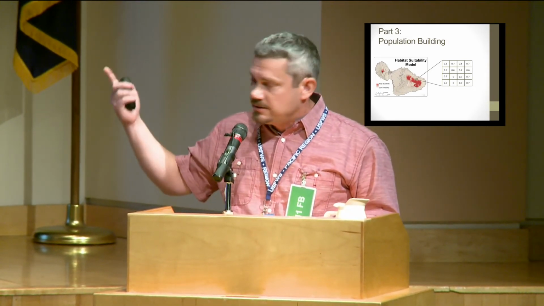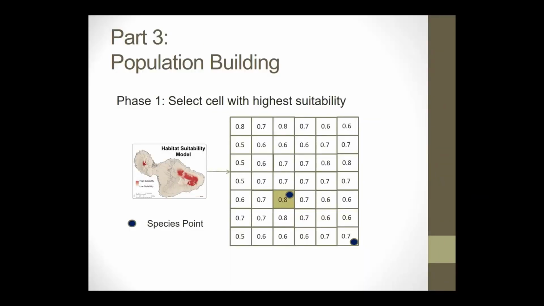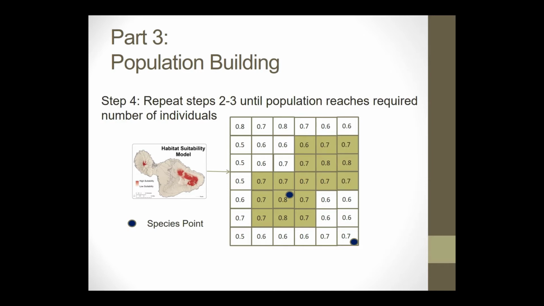So what it starts with is the olive cell there with the 0.8 and the dot in it. That's where the population starts. The computer picks that out and adds all the cells around it as part of the population. Then it looks at all the neighboring cells, looks for the next highest suitability value, and adds that to the population. Then it adds all its neighbors, and it does this over and over again until it reaches the size of the population we're shooting for.